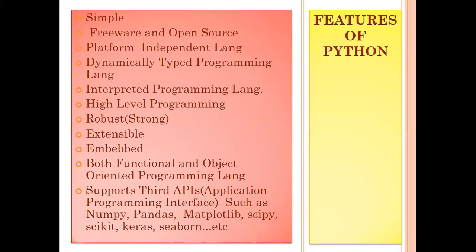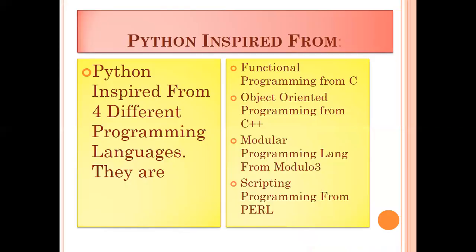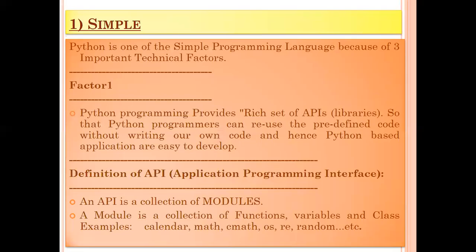So let's go ahead with the further features, but first let's talk about why it is known as a simple programming language. It is simple because of its three factors. One is it provides a rich set of APIs. APIs are libraries, so that the Python programmer can reuse the predefined code without writing their own code. So Python-based applications are easy to develop. And APIs are application programming interfaces. These are collections of modules, and modules are collections of functions, variables, and classes.